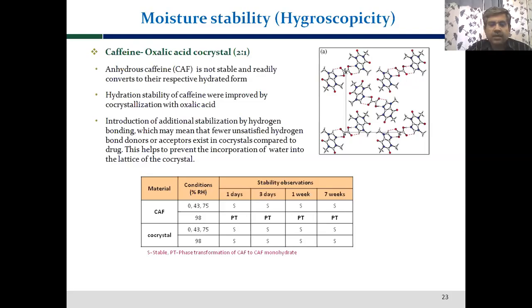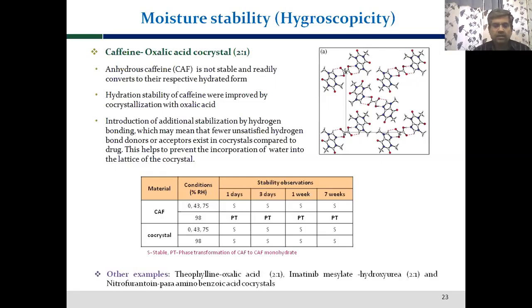So here is the table that shows the hygroscopicity behavior of caffeine and the co-crystal. This CAF stands for caffeine, and you can see at 98% relative humidity, phase transformation occurs within 1 day for the caffeine. But if you design the co-crystal, then that remains stable even up to a 7 week period. So this is one example wherein the hygroscopicity profile of caffeine was improved by designing a co-crystal of caffeine with oxalic acid. There are similar other examples in literature.